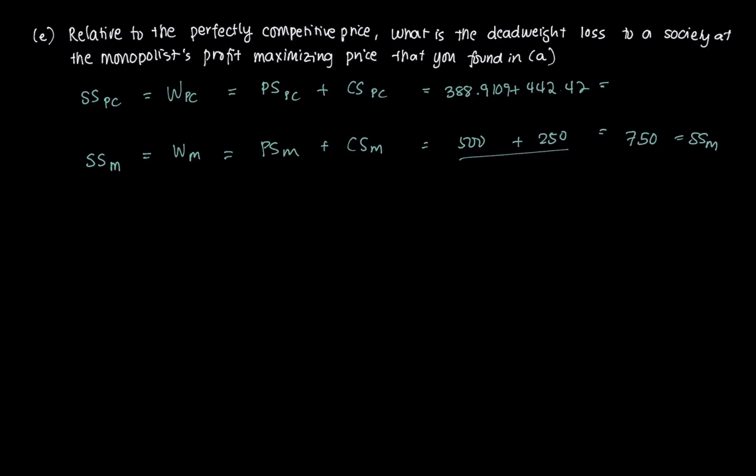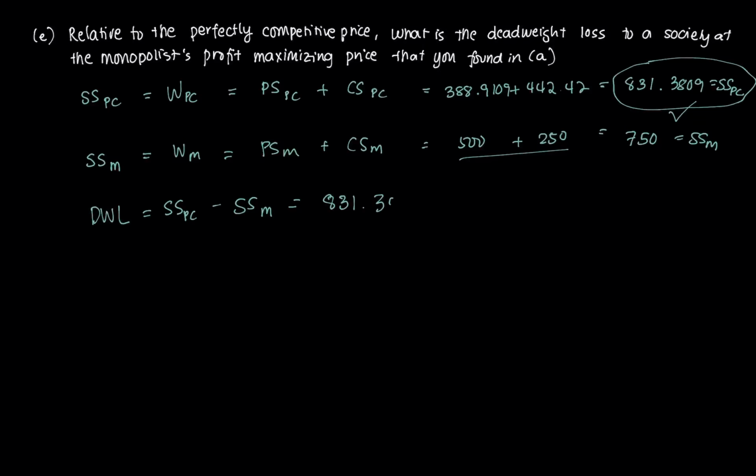Then for a perfectly competitive market, that's going to be equal to 833.3309, and this is the social surplus of the perfectly competitive market. Now, you should always note that the social surplus of a perfectly competitive market should always be greater than that of the monopolist. And to calculate deadweight loss, it is essentially the social surplus of the perfectly competitive market less the social surplus of the monopolist. So that's going to be 831.3809 minus 750, and we're going to get 81.3809.